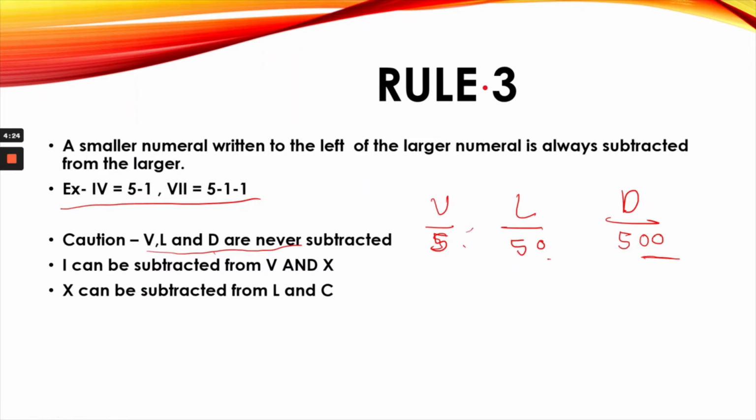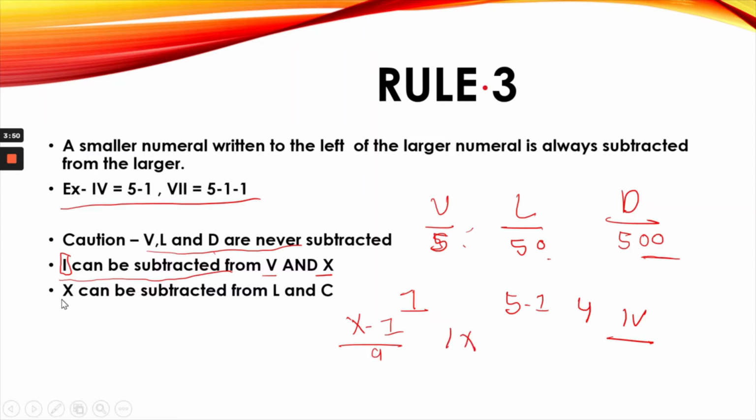Now next. The next rule is that I can be subtracted from V and X. I means 1. V means 5, and if I do 5 minus 1, it's 4. So 4 we will write it like this. And then if we want to write 9, X minus 1 is what? 9. So 9 we can write it as I and X.